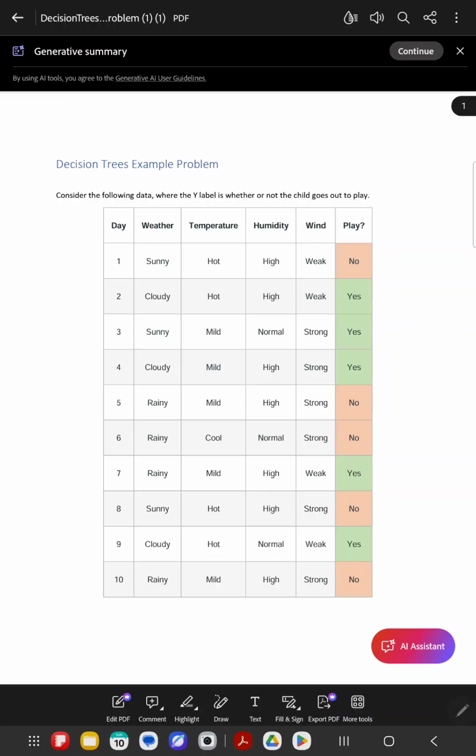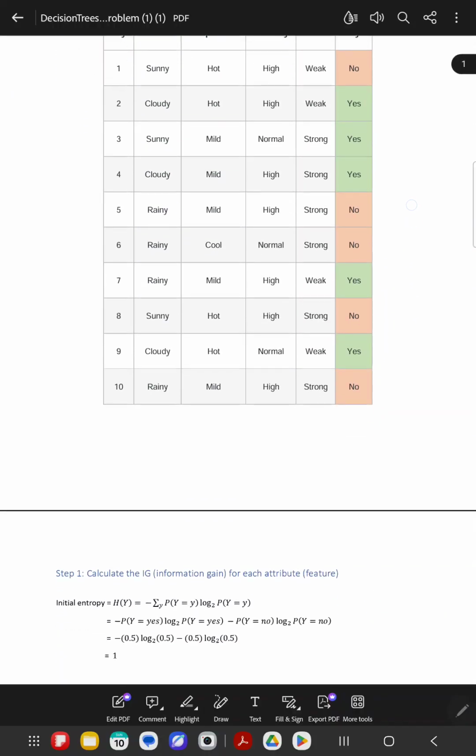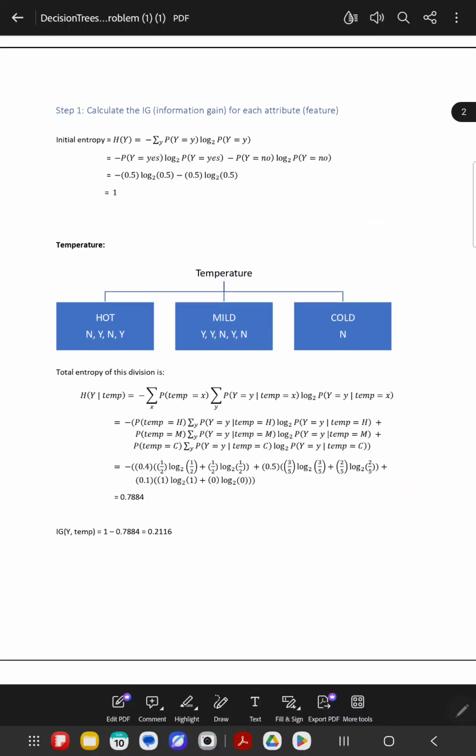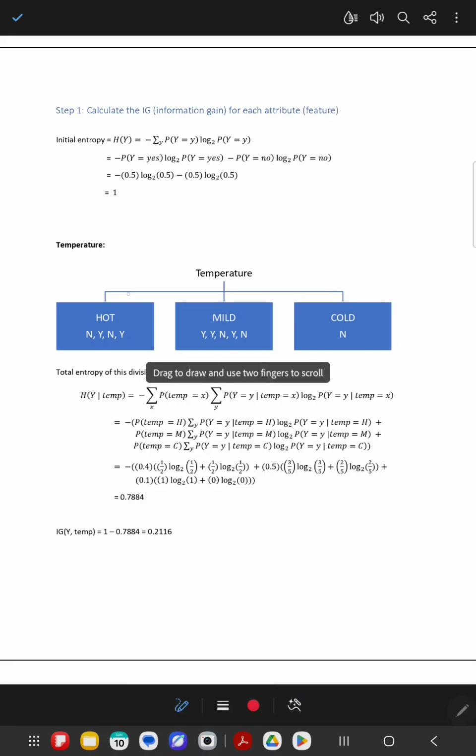Then we'll calculate the information gain if temperature is the splitting attribute, if weather is the splitting attribute, if humidity is the splitting attribute, and if wind is the splitting attribute. Okay, so let's say we choose temperature as the first splitting attribute. Now 40% of the rows have the temperature as hot, 50% of the rows have the temperature as mild, and 10% of the rows have the temperature as cold.